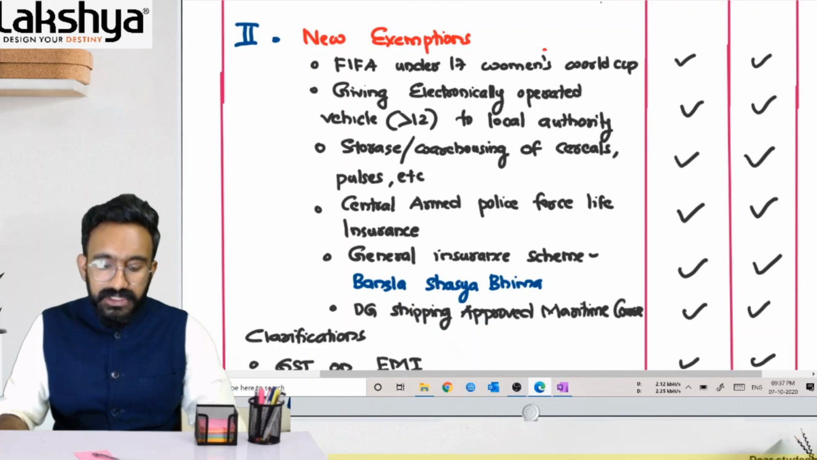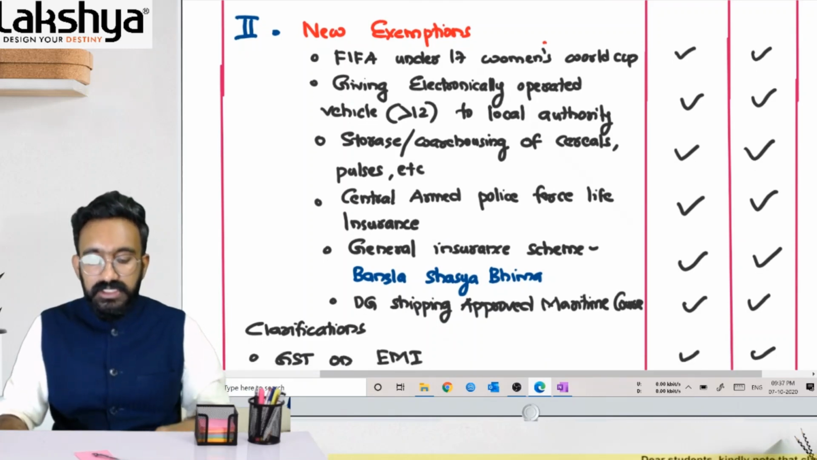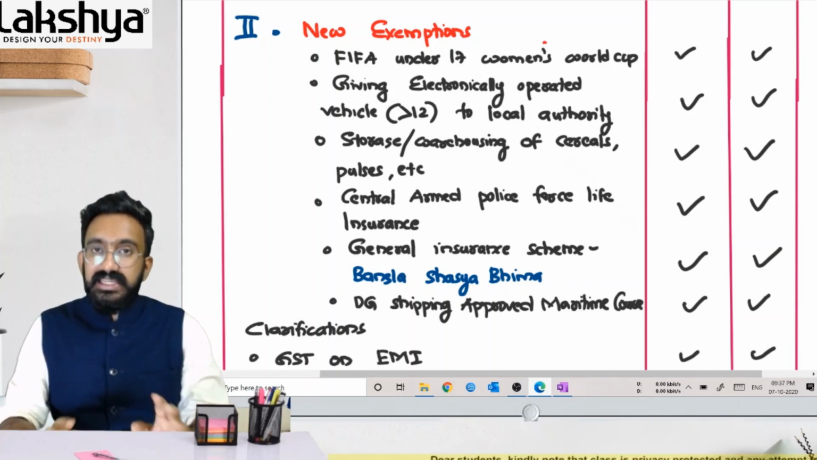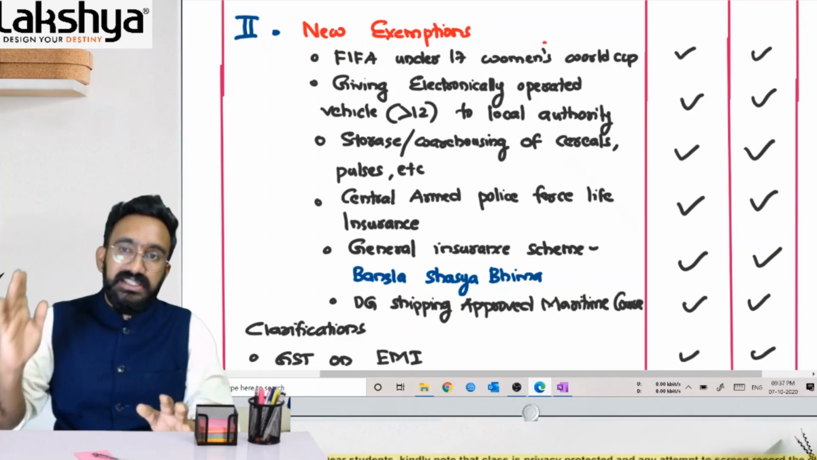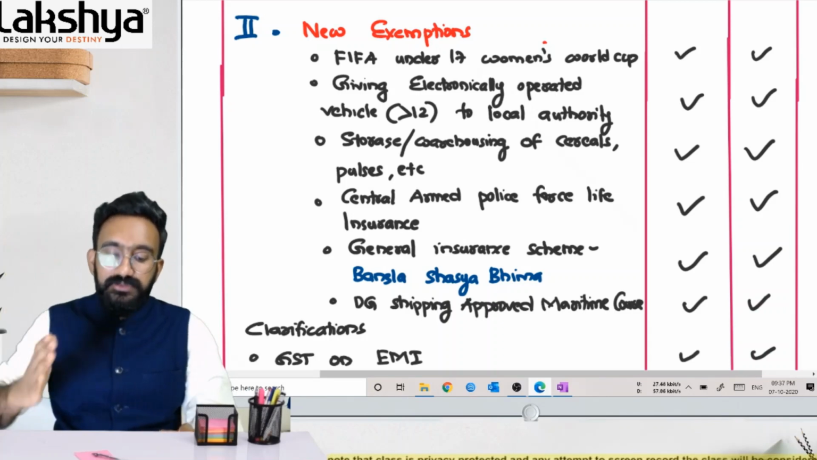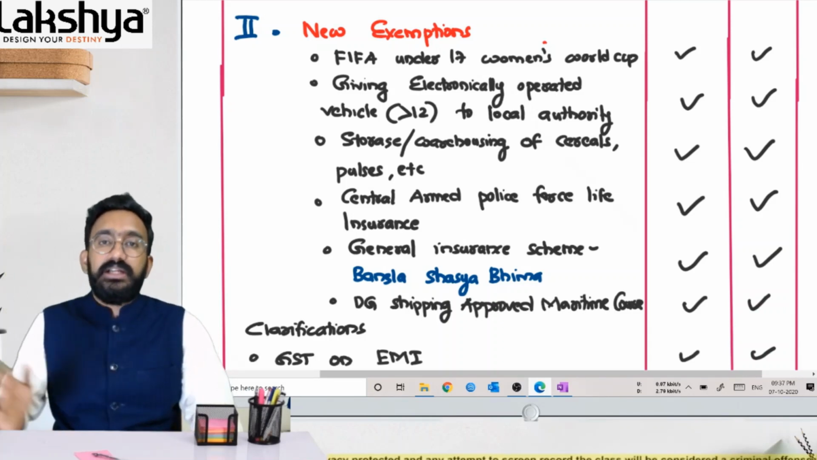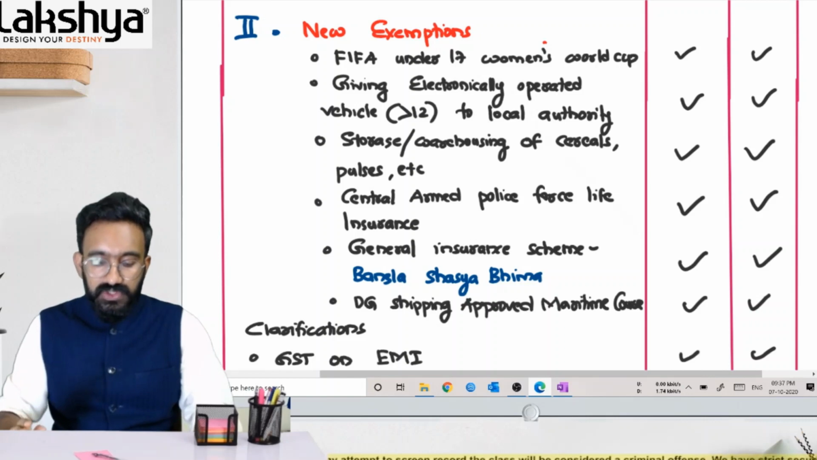Now, there are a few new exemptions that have come. The first one is the FIFA Under 17 Women's World Cup; all the services relating to that are exempted. So this is all you will have to remember for the examination. If the examination question contains FIFA Under 17 Women's World Cup, then you say it is exempted. No GST would be applicable.